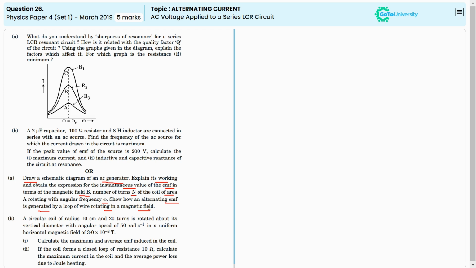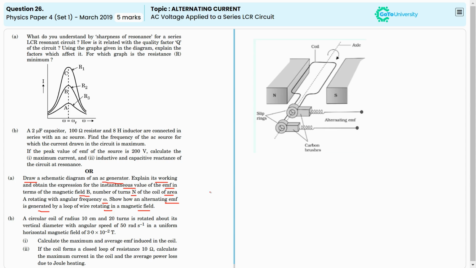Okay, first we will see the schematic diagram of the AC generator. It looks like this. That means in between the two magnetic poles, that is north and south poles, a coil is placed. Now with a coaxial, two slip rings are also there, and it is connected with the carbon brushes, and an alternating EMF is also there.